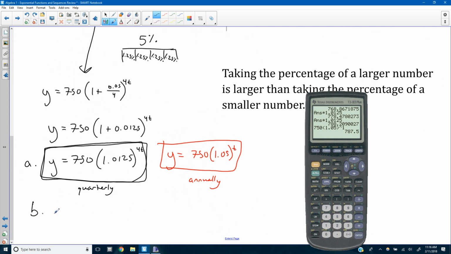So for part B, we'll get y equals 750 times 1.0125 to the 4 times 4 power. T is 4. T represents the number of years there are. And I'm going to compare it to this one. Y equals 750 times 1.05 to the 4th power.